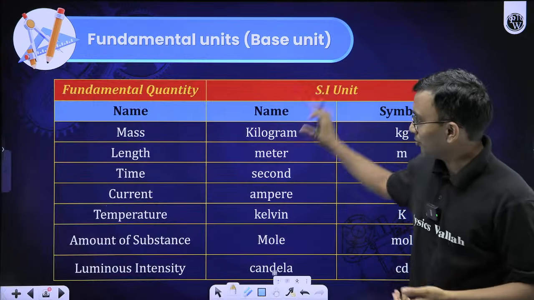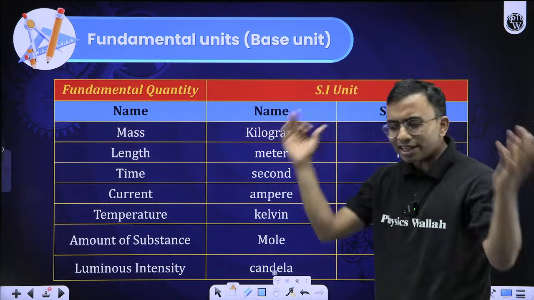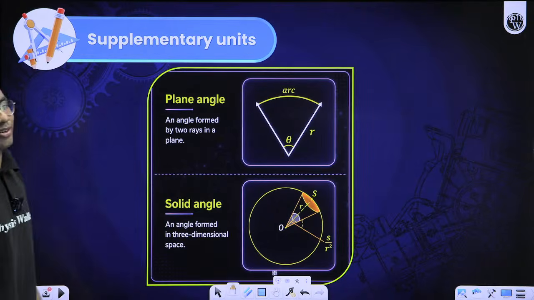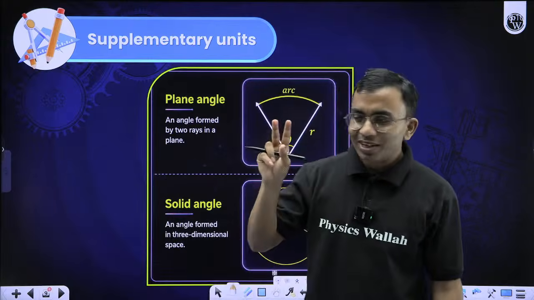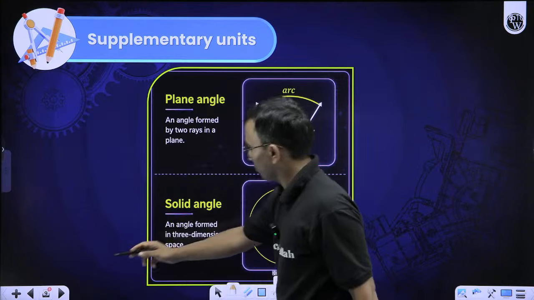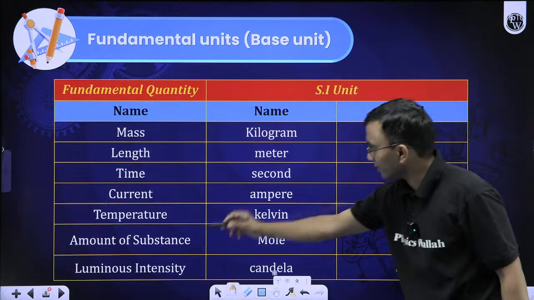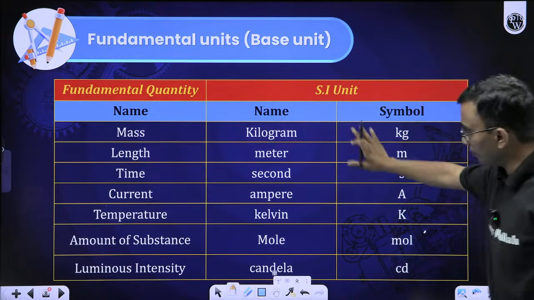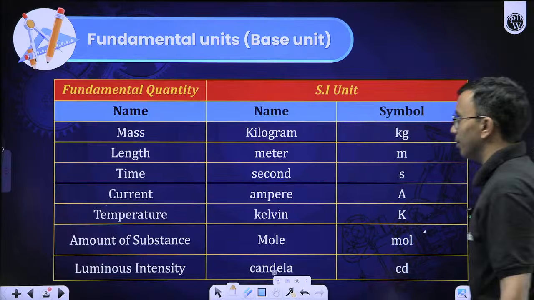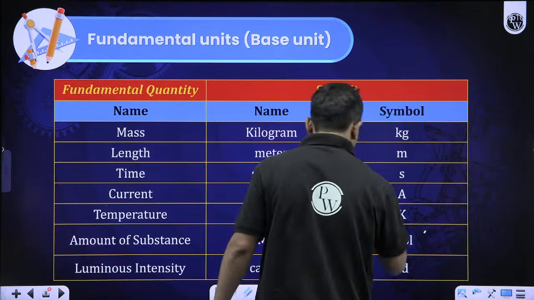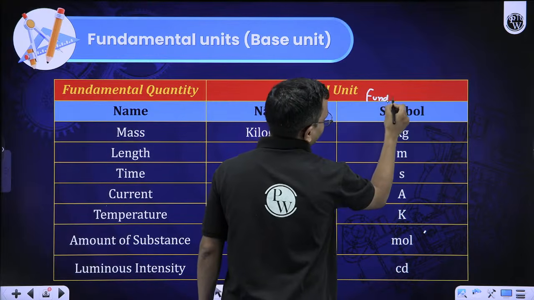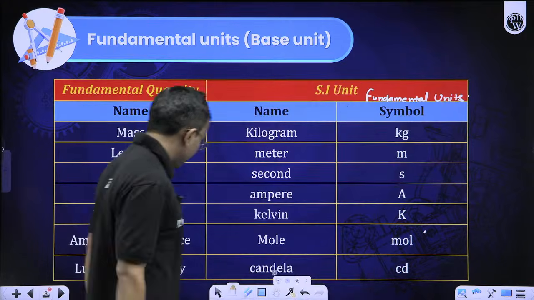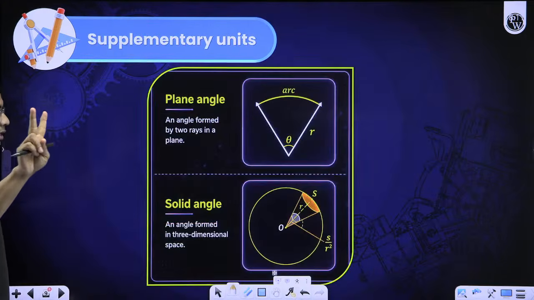So all these are our fundamental quantities. The rest are made up of these fundamental quantities. Those are derived quantities. These are the units of the fundamental quantities, so I can call them my fundamental units. Other than these fundamental units, we have 2 supplementary units.